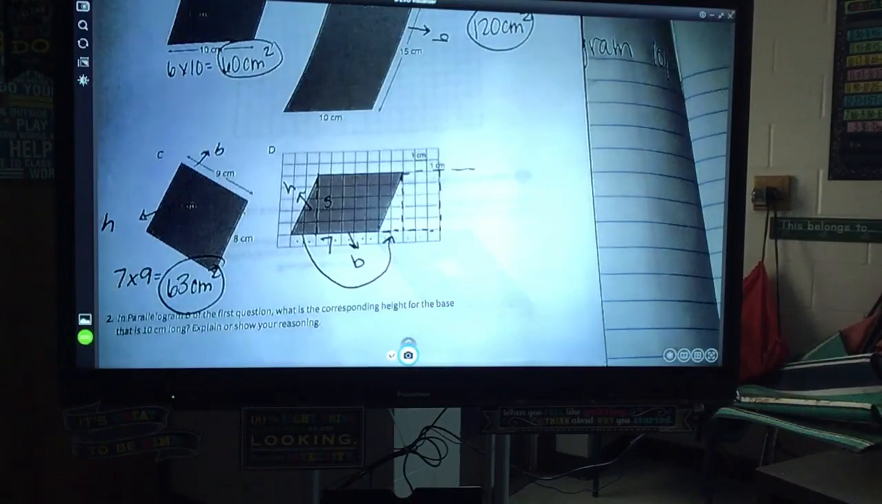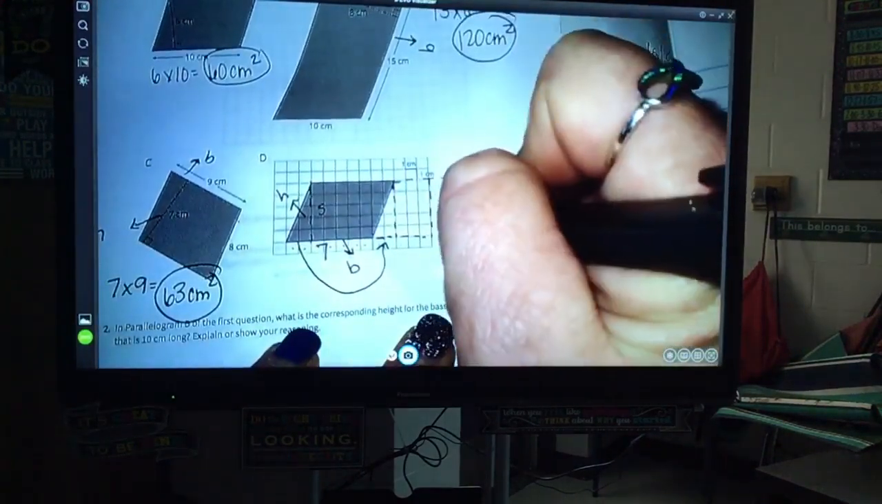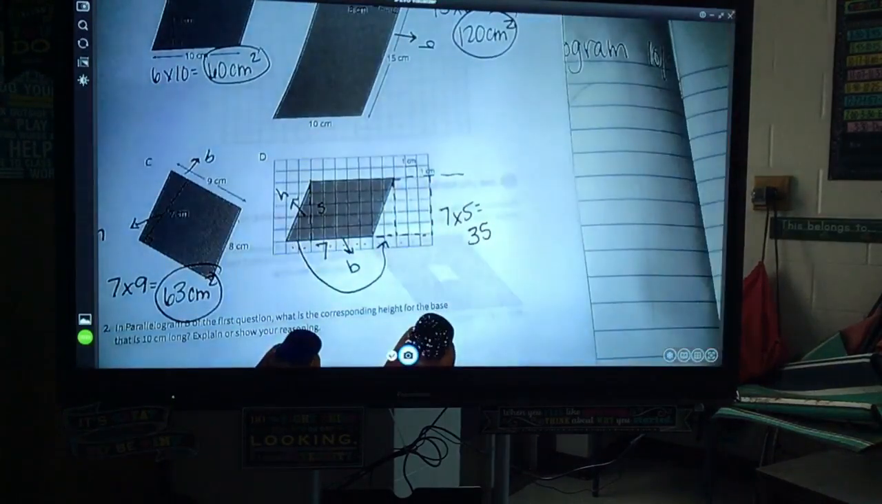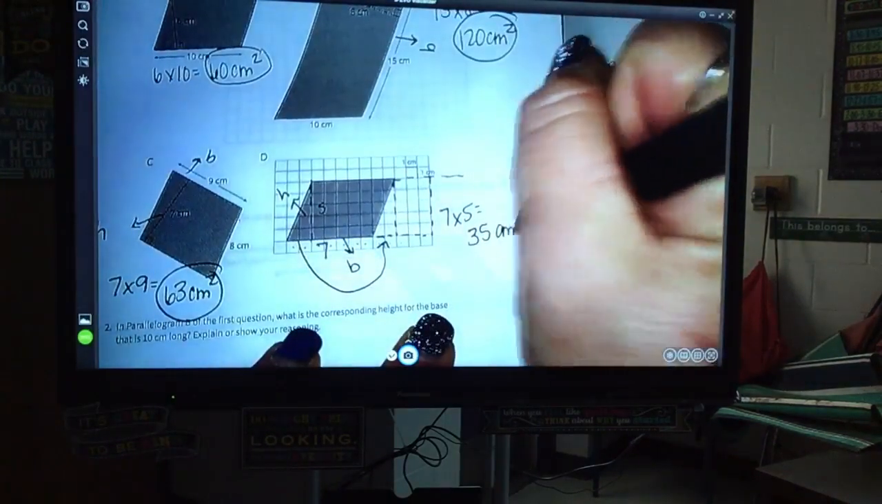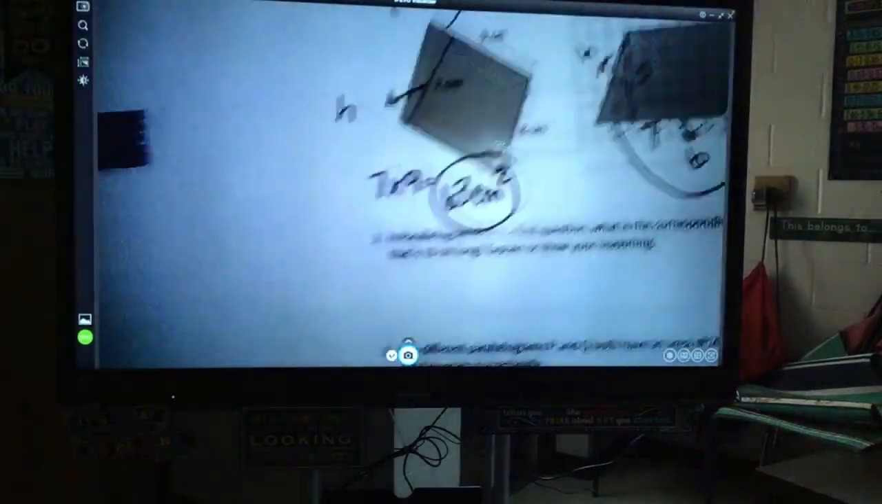All right, let's look. So we did 7 times 5 equals 35. Not centimeters. Do we know? Well, I guess we do. Just kidding, I lied. You're right. Yeah, it says in the top right. You're right. See, I wasn't looking at the key.